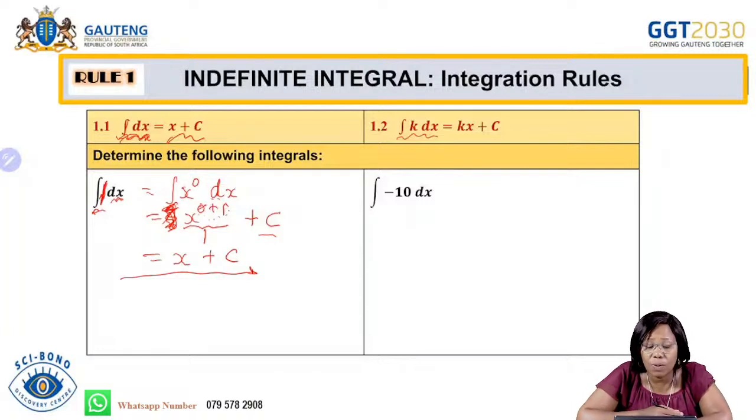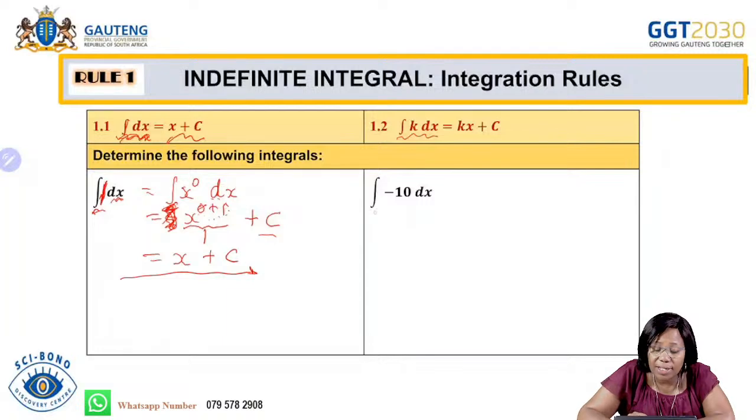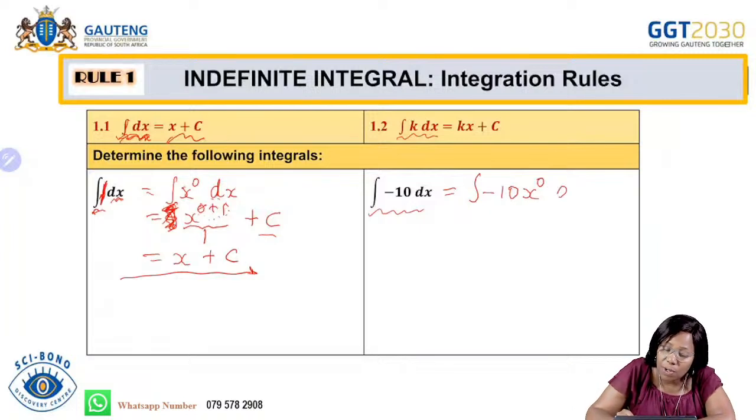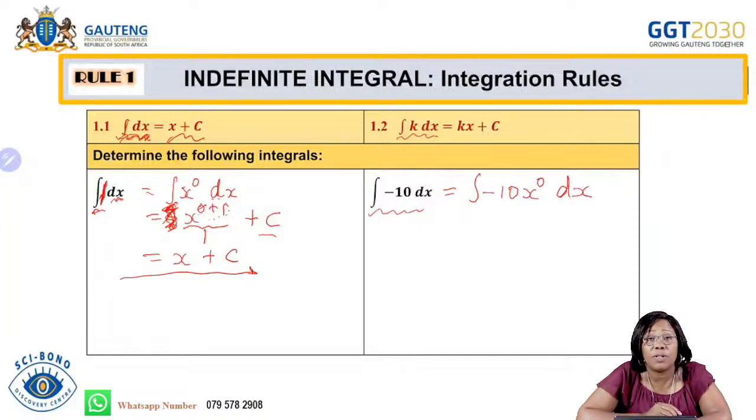Coming to the second one, 1.2, we are given: determine the following integral, integrating a minus 10 with respect to x. But if you look, this minus 10 is not having any x, grade 12. That means again we are bringing what? An x to the power 0, because minus 10 times 1 is still a minus 10. So this will be minus 10, and then we are representing that 1 as x to the power 0 there. Remember, it's multiplication by 1, which is still the same thing. And then we are integrating that with respect to x.